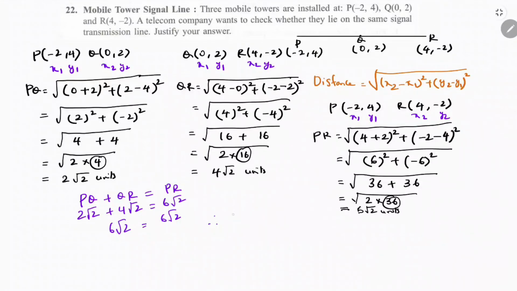Therefore, the mobile towers which are installed at P, Q, R lie on the same straight line. Lie on the same line.